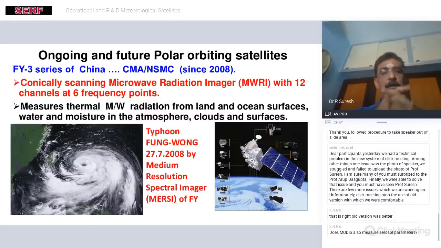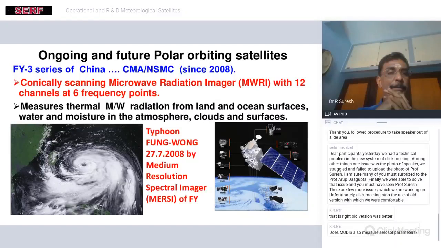The ongoing and future satellites of polar orbiting. So far, we are discussing only polar orbiting satellites that orbit from pole to pole at a low Earth orbit. Okay, LEO we also used to say. It's a low Earth orbit satellite, or polar orbiting satellite, equivocally.